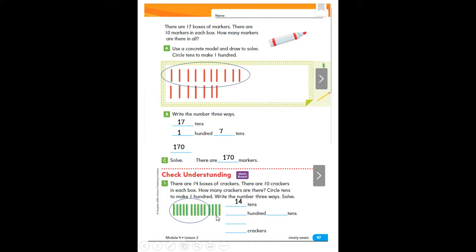We have 14 10s. How many hundreds do we have? Ooh, we have one circle, so we know we have 100. And how many are left outside our little circle? 1, 2, 3, 4. We have 4 10s. All right, so that makes it 140. So we have 140 crackers.